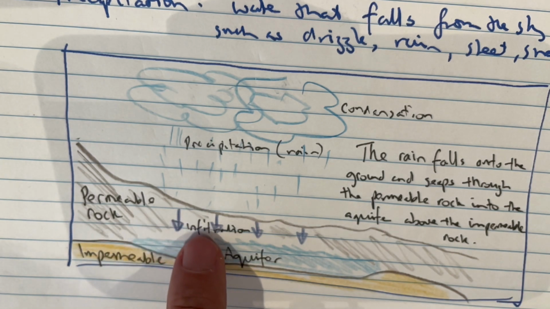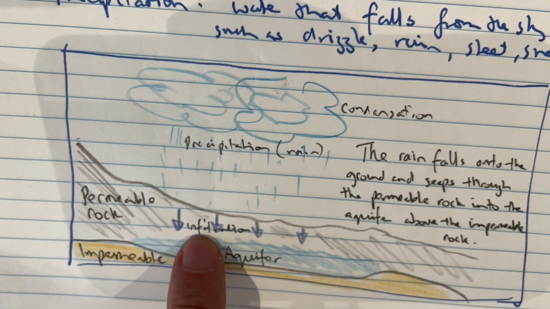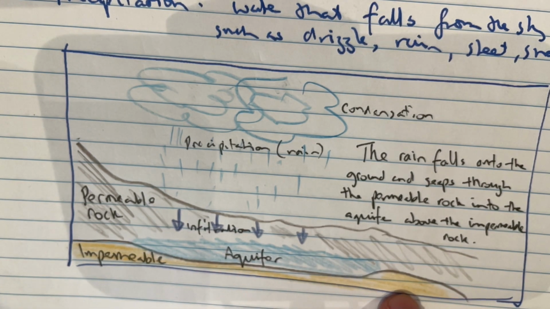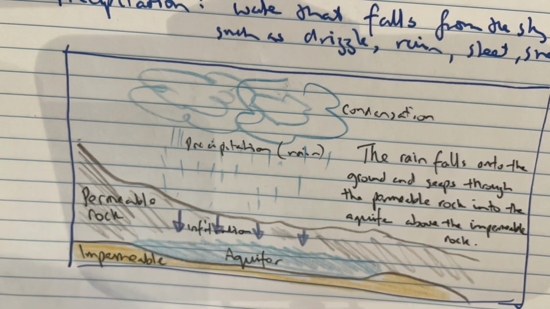You can see here that the aquifer is then sitting above the impermeable rock, and that impermeable rock is both coloured in a different colour and is also labelled with the word impermeable to indicate that the aquifer sits between the two types of rock.